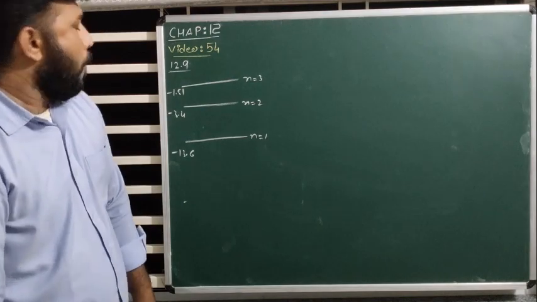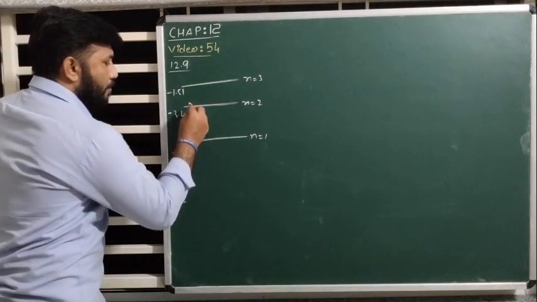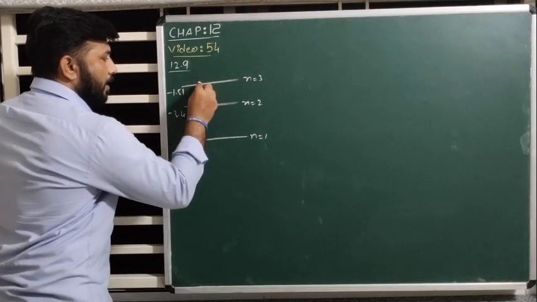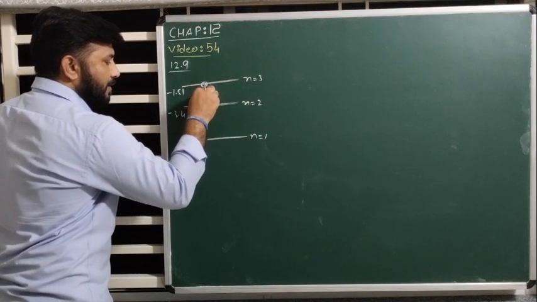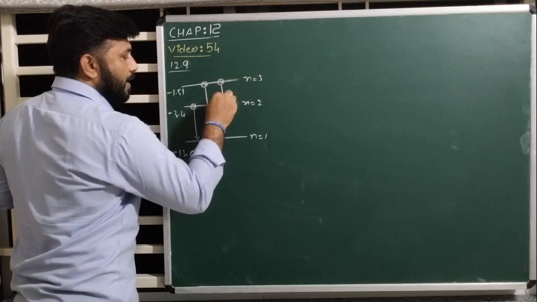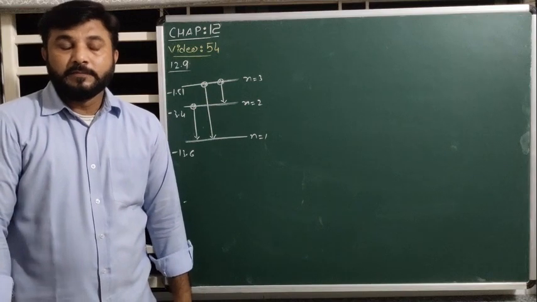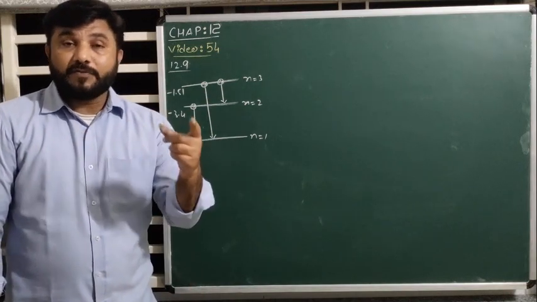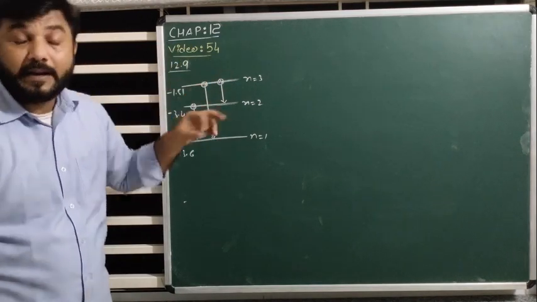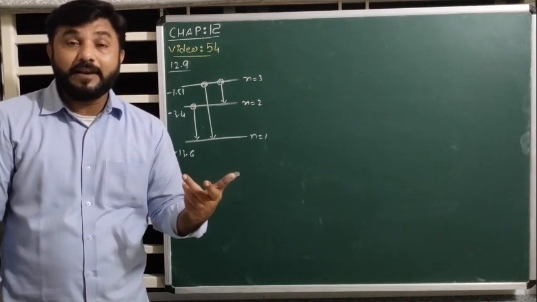So 12.5 electron volt is the energy difference. It means the electron may transit from n is equal to 2 to n is equal to 1. The electron may also transit from n is equal to 3 to n is equal to 1, or from 3 to 2. If there is 12.5, then the electron may not transit from n is equal to 4 to 1, 2, 3. It is not possible, because that gap exceeds. This thing we will see later on.